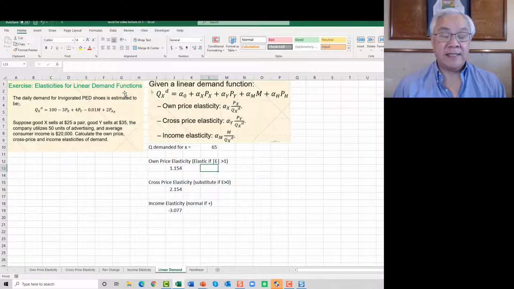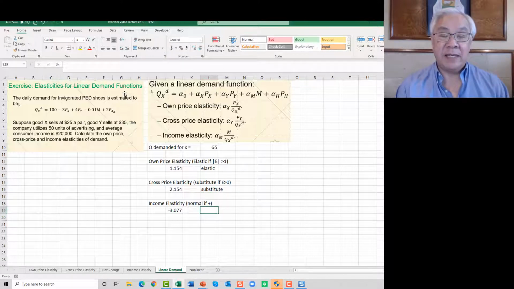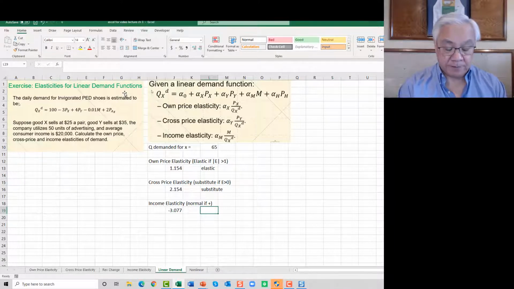First, for own price elasticity, if the absolute value of the elasticity is greater than 1, then it's elastic. Here, 1.14 or 1.15 is greater than 1, therefore it's elastic. For cross price elasticity, if it's greater than 0, a positive number, then it is a substitute versus a complement. And if the income elasticity is positive, then it's normal, otherwise it's inferior.